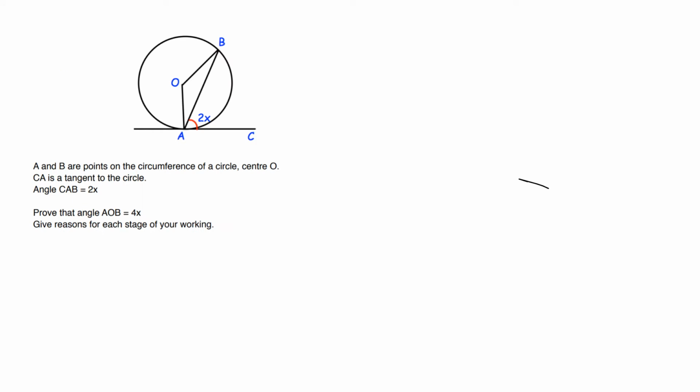So now we're going to have a look at a higher level question which involves some circle theorems. So A and B are points on the circumference of a circle with centre O. CA is a tangent to the circle. Angle CAB is 2x. Prove that angle AOB is 4x.